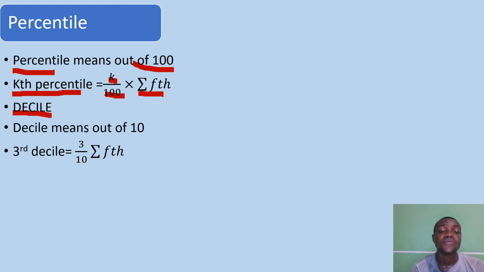Decile means out of 10. So if they say third decile, it is 3/10 sigma f position. Then read it the same way you read the percentile and the quartile.